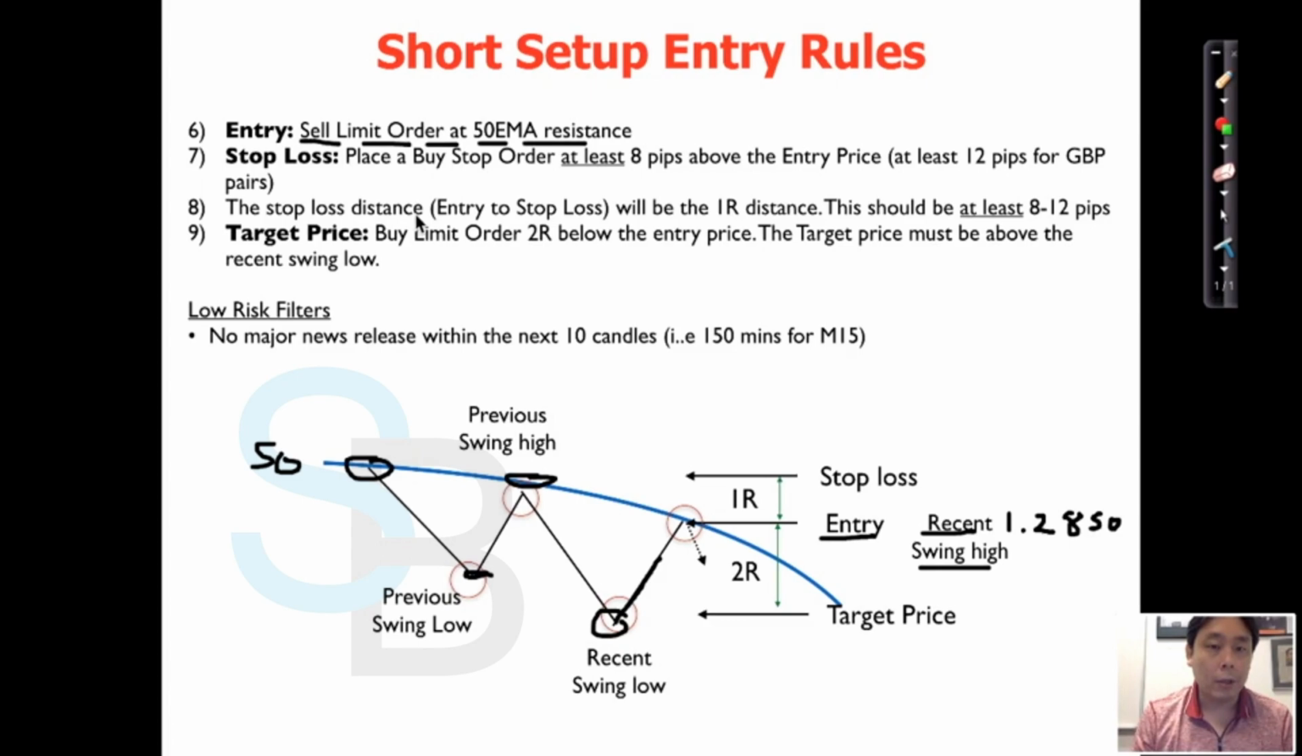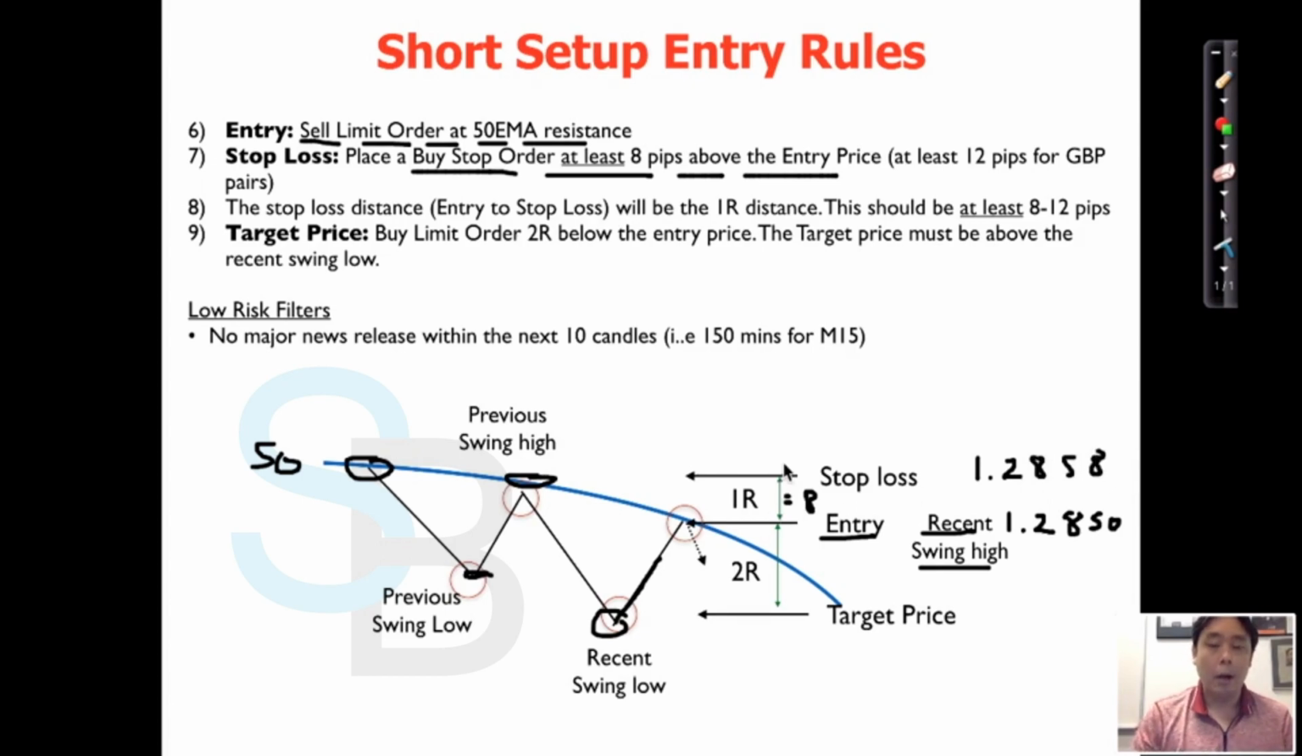So my stop loss is a buy stop order at least 8 pips above the entry price. So between 8 to 12 pips at least. For pound pairs, use at least 12 pips. So again, if I put my stop loss 8 pips above my entry price, it will be 2850 plus 8. So my stop loss would be at 1.2858, for example. All right?